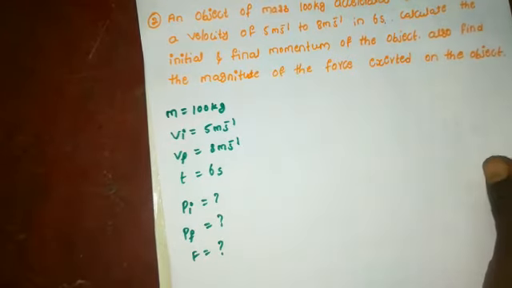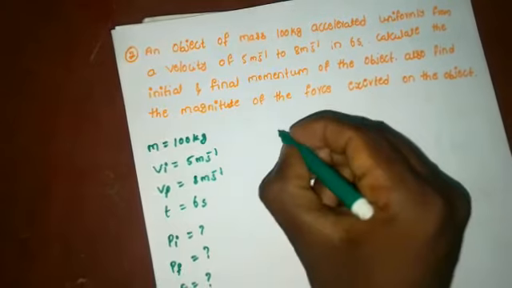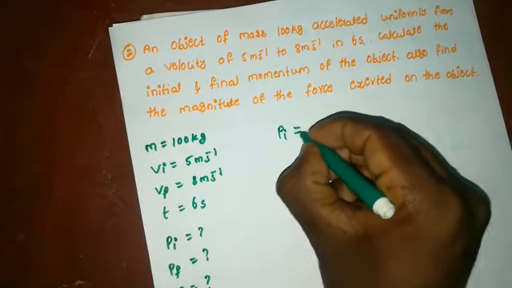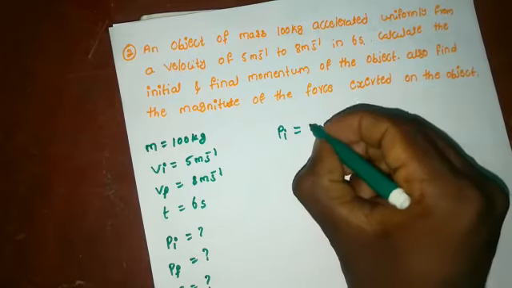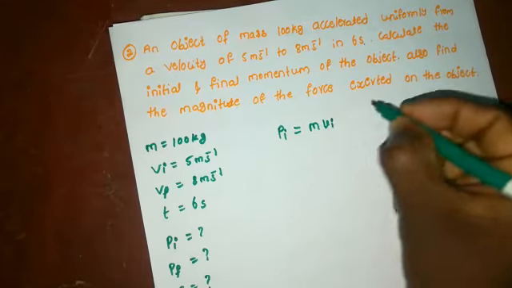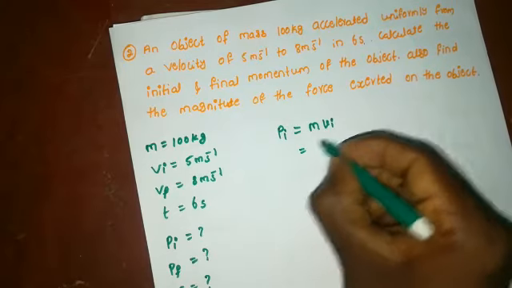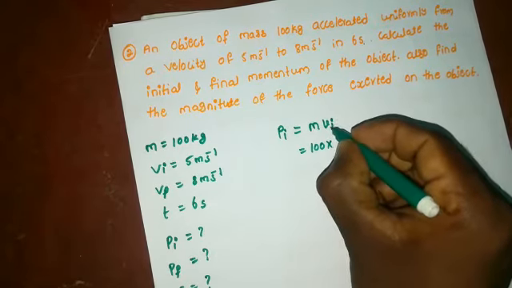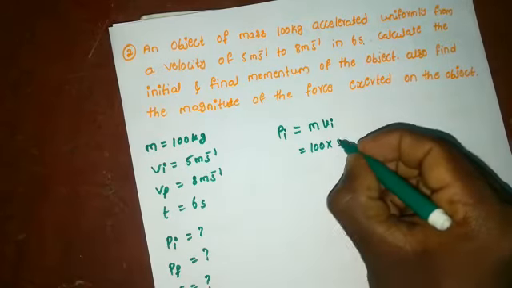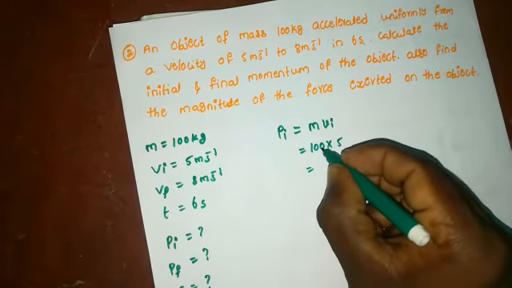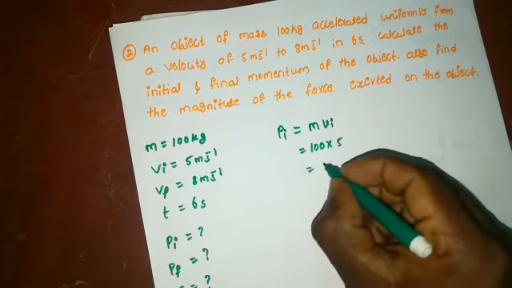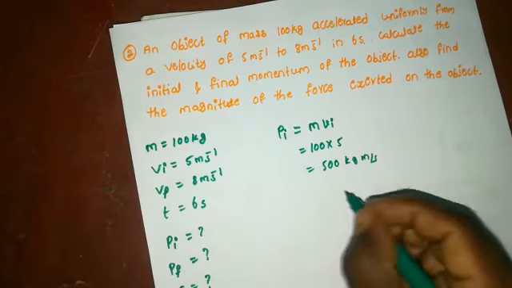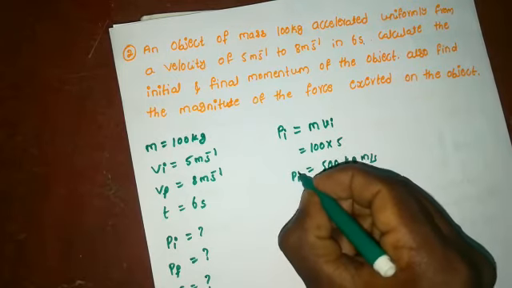We know the formula to find the initial momentum, that is pi. pi is equal to the initial momentum, how much? m into vi, where vi is the initial velocity. The mass of the object is 100 kg into velocity vi is 5 meter per second. We get 100 into 5 is 500 kg meter per second. This is the initial momentum.